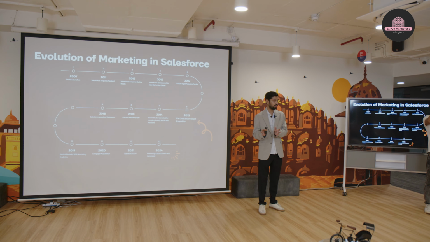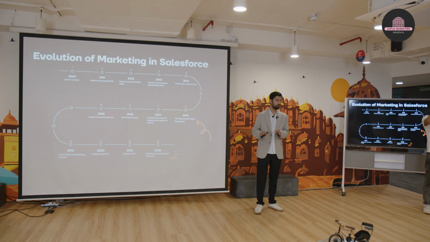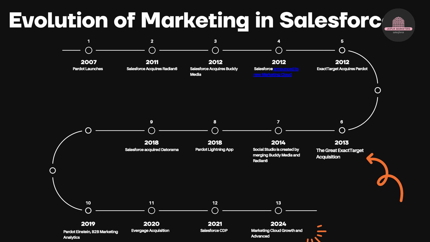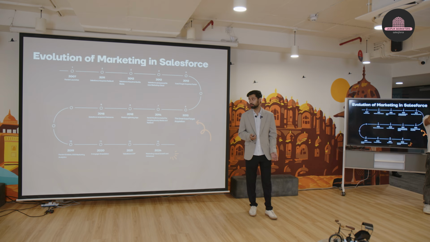Major events happened in 2021, when Salesforce created Salesforce CDP, which later became Salesforce Data Cloud, the starting point of Salesforce Data Cloud. And in 2024 they made products like Growth and Advanced. We're going to move forward with it.